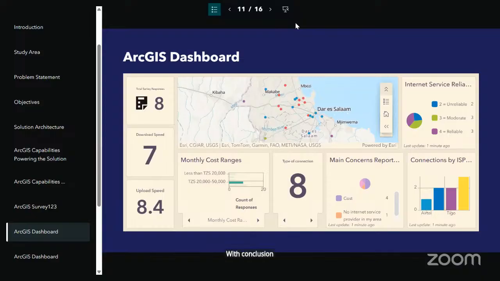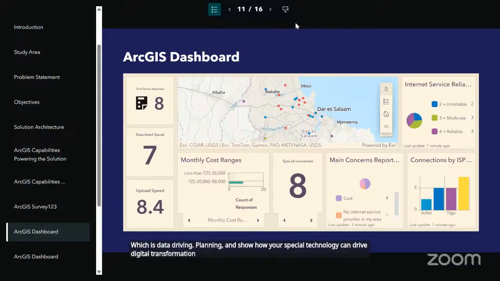In conclusion, I would like to conclude that the ArcGIS-based platform enhances the performance of TCRA, the regulatory authority, to oversee and regulate service delivery by enabling them with mapping, visualization, and real-time data collection through the use of Survey123, Field Maps, and the interactive dashboards. Thus it helps to identify the coverage gaps and gives support for data-driven planning, and shows how geospatial technology can drive digital transformation in the Tanzania telecom sector.